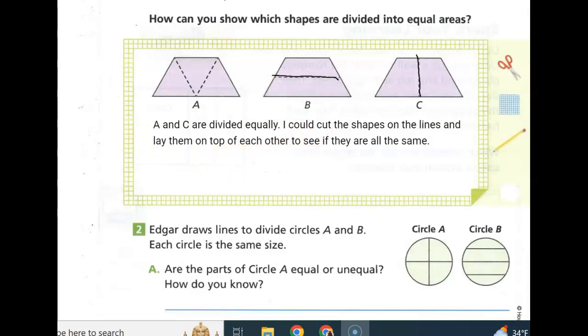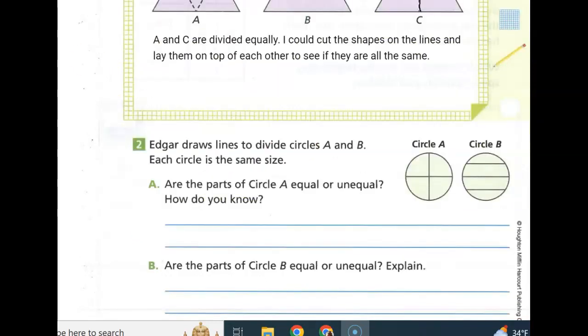So go ahead and stop your recording and work on that. Okay, we're moving on to number 2. Edgar draws lines to divide circles A and B. Each circle is the same size. Are the parts of circle A equal or unequal?